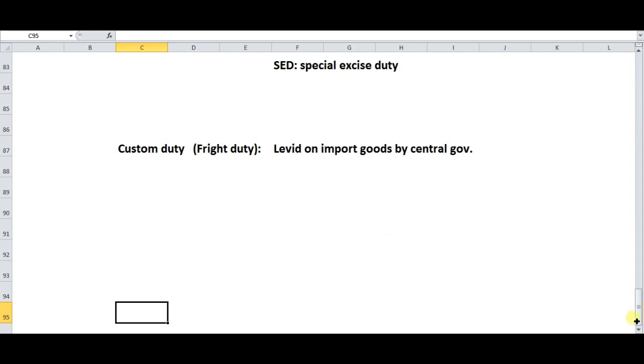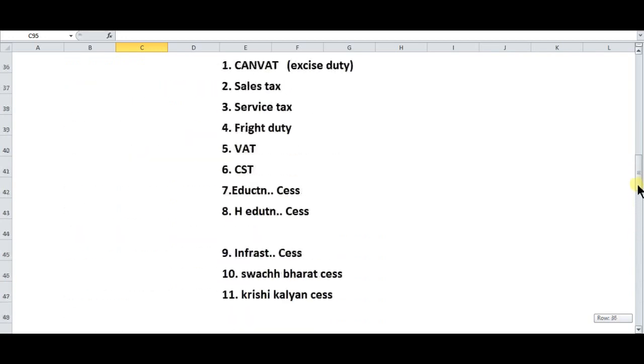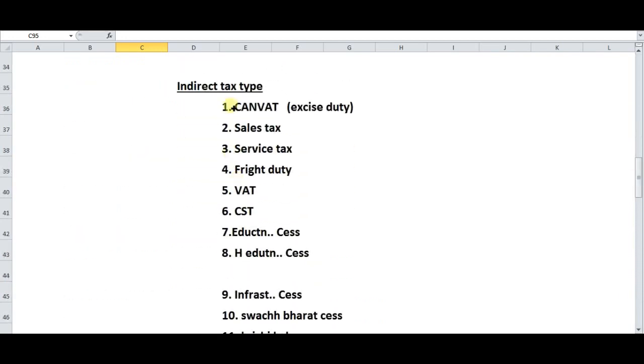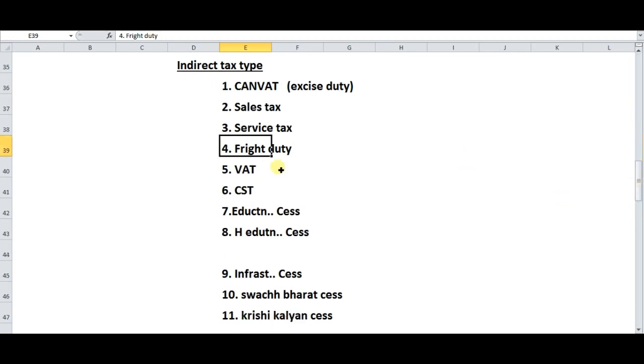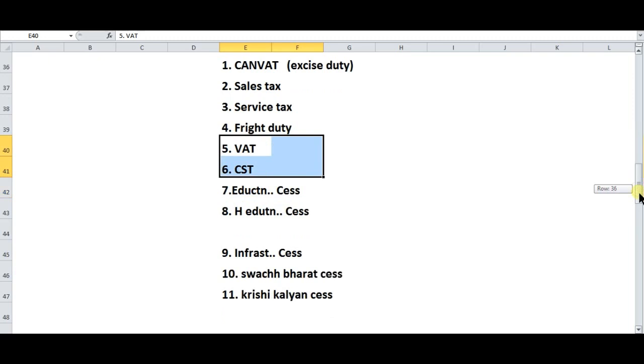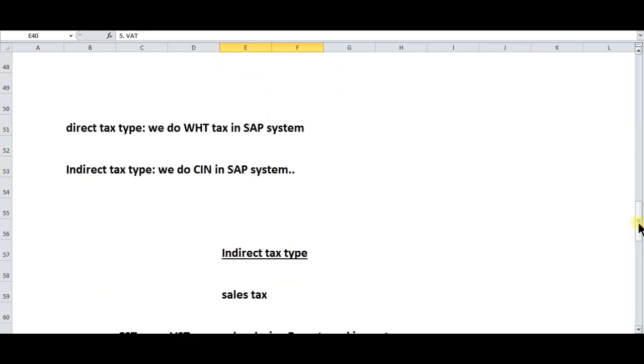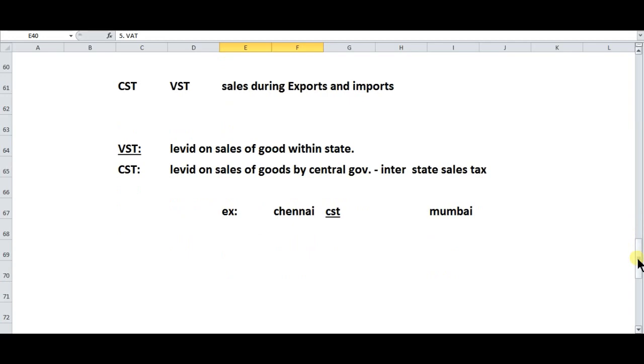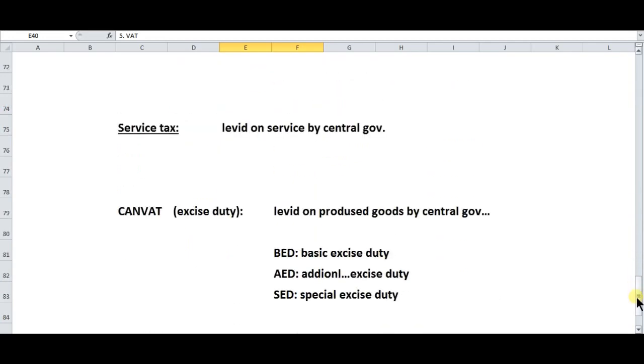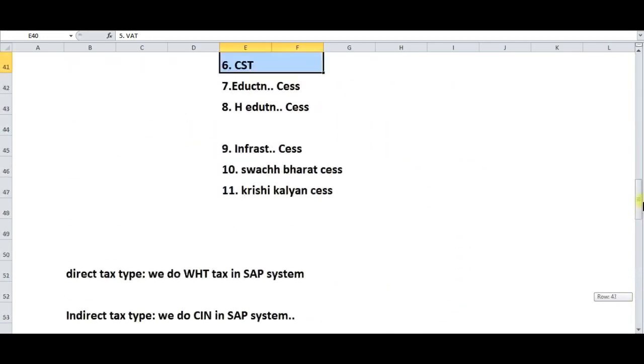So like that, now we have completed CIN WHT, sales tax, service tax, and freight. And also, of course, VAT and CST we completed. Sales tax, service tax, CIN WHT, and custom duty.